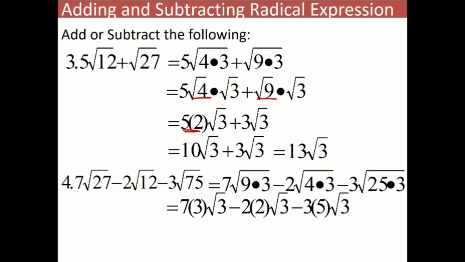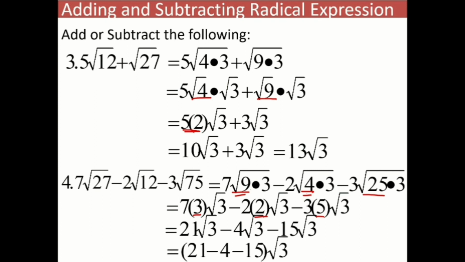Remember, we already simplified those with perfect square. So square root of 9 is 3, square root of 4 is 2, and square root of 25, that is 5. Then we multiply and simplify. 7 times 3, that's 21 square root of 3, minus 2 times 2, that's 4 square root of 3, minus 3 times 5 square root of 3, which is 15 square root of 3. Then we now combine similar terms. So 21 minus 4 minus 15, the answer is simply 2 square root of 3.